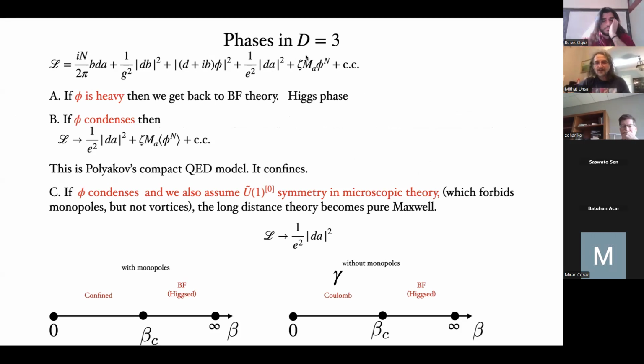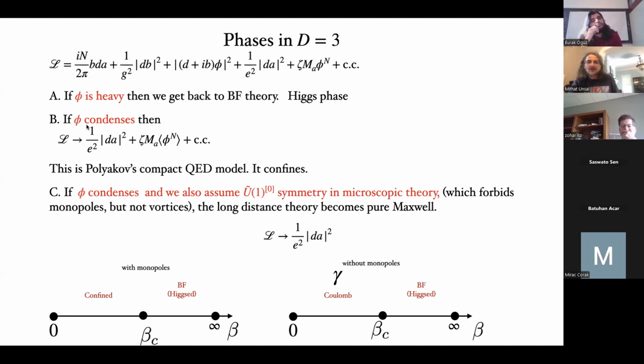Now, let us examine this carefully. If this phi field is heavy and it doesn't get a vacuum expectation value, you can drop it. Drop this phi here, drop it there. And then this term is more relevant than these Maxwell terms, dV squared, dA squared. And in the deep infrared, you land on the BF phase. Okay, and indeed you have that emergent symmetry, as there was a question about it.